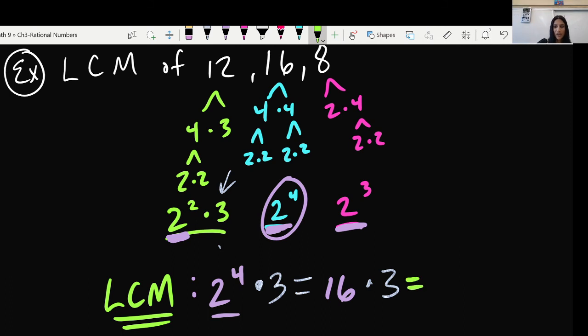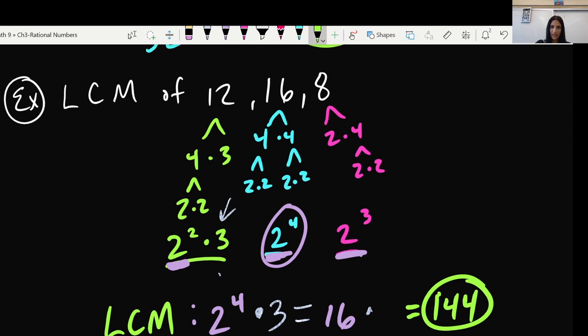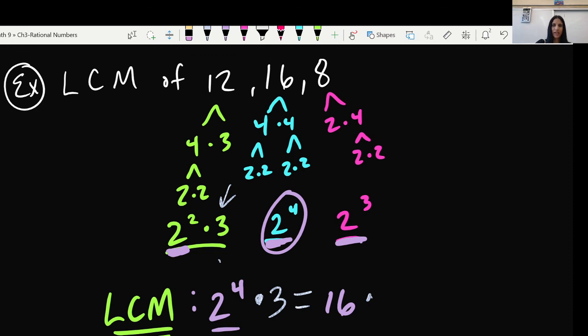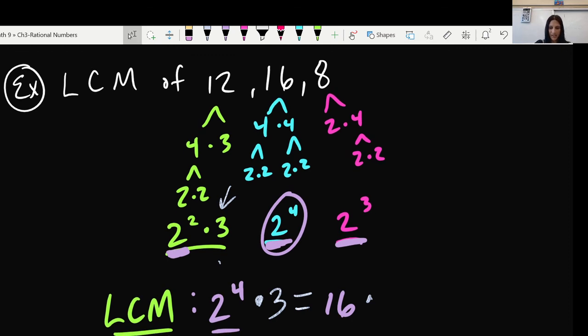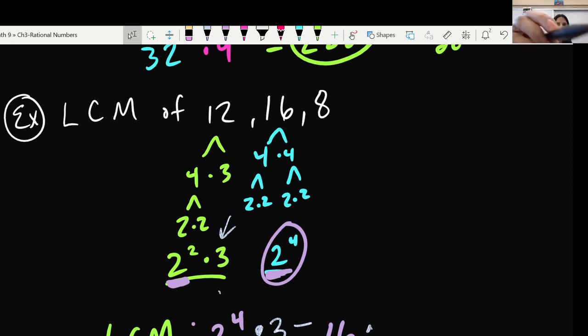So after working on all of this, 16 times 3 would be 144. Sorry, what am I doing? It's not 16. Sorry, everybody. I have my numbers mixed up here. The last one was supposed to be an 18. I hope this isn't going to mess you up, but let's go back and fix that.